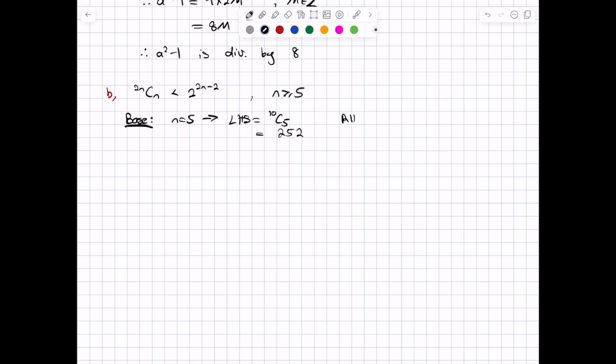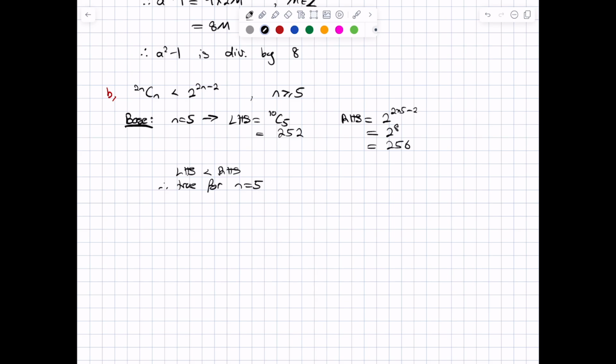And the right-hand side, well, that's equal to 2 to the power 2 times 5 minus 2, which is 2 to the power 8. Again, you can put that in your calculator, or you might just know that that's equal to 256. And so clearly, my left-hand side is less than my right-hand side, and so therefore it's true for the value n equal to 5 for our base case.